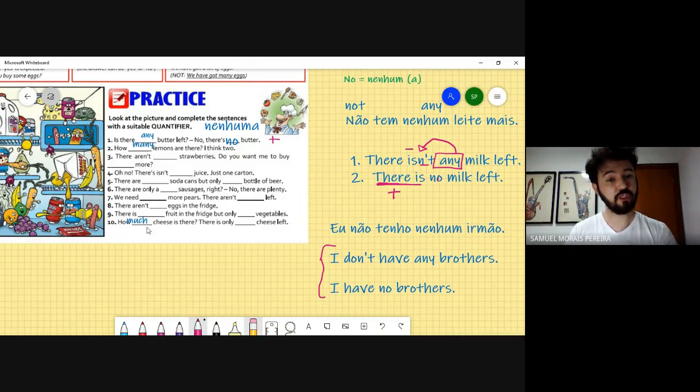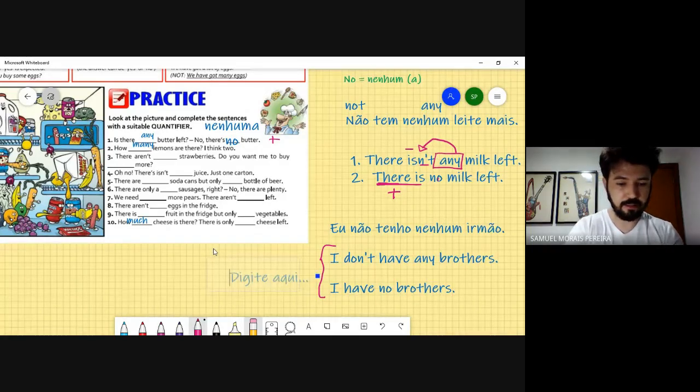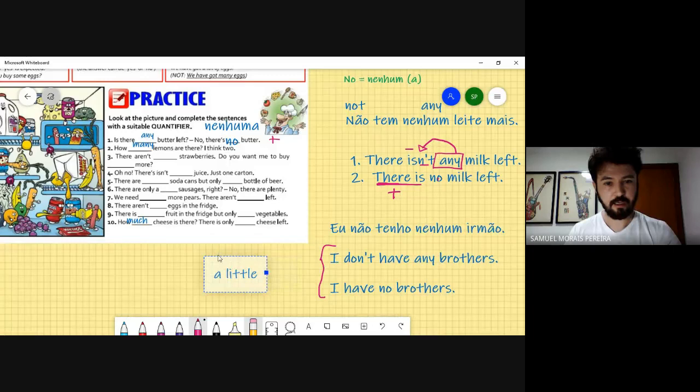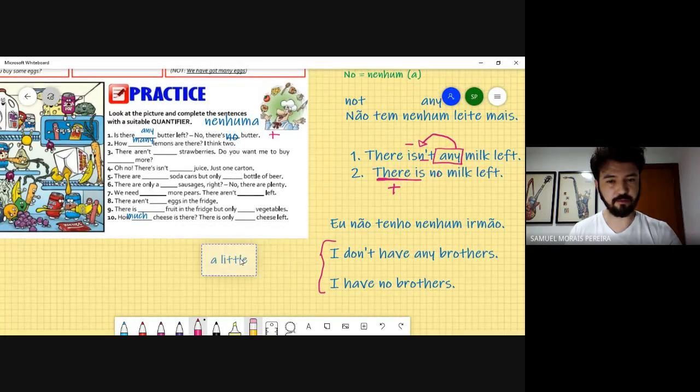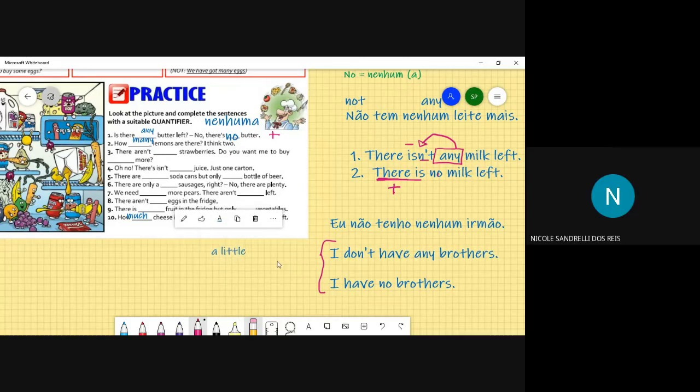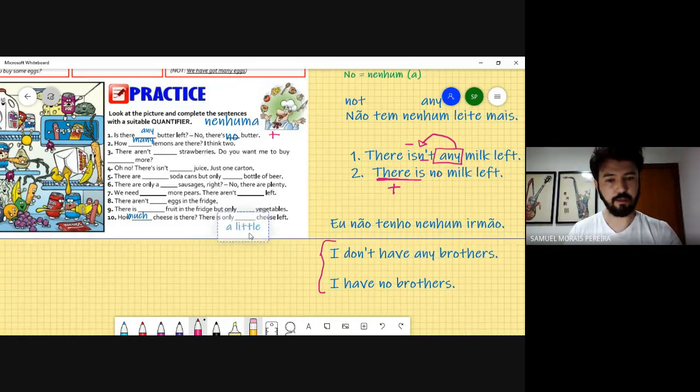Ó, quanto de queijo tem ainda, né? Quanto de queijo? Ó, how much? This is not in the plural, so I have to use how much. And then Nicole said a little cheese. A little cheese, que significa um pouco de queijo. Essa é a ideia que você quis dar, né, Nicole? Um pouco de queijo? Yes. Yes, ok. Aqui tem uma outra resposta também, tá? Mas eu vou ficar com a resposta da Nicole mesmo. Ó. A little. There's only a little cheese left. Sobrou apenas um pouco de queijo.